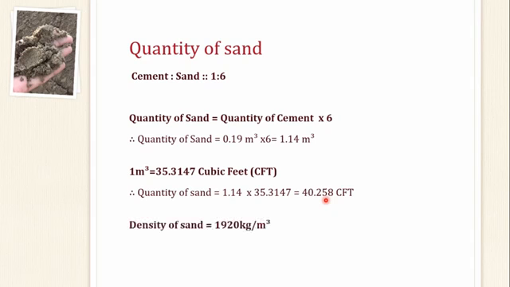In some areas, sand is also measured in tons. So to get the weight of the sand, we have to multiply the volume with the density, and we know that density of the sand equals 1920 kg per meter cube. Multiply density with the volume of the sand, that is 1.14 multiplied by 1920, which equals 2380.8 kg. And if you divide it by 1000, then you will get it in tons, that is 2.3808 tons.